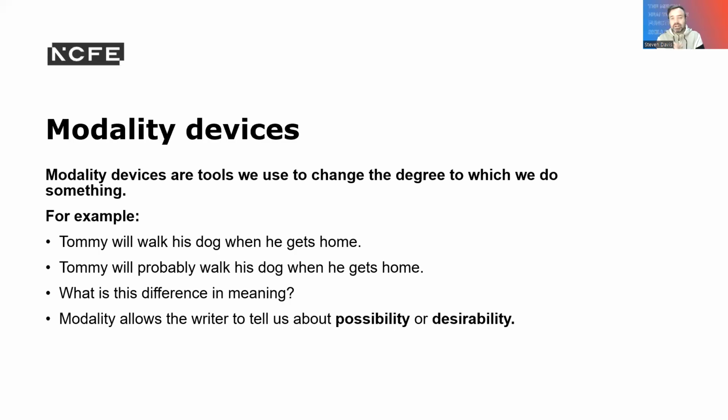Good, welcome back. We can now look at modality devices. Modality devices are tools that we use to change the degree to which we do something. For example, Tommy will walk his dog when he gets home. Tommy will probably walk his dog when he gets home. What is the difference in these meanings? Modality allows the writer to tell us about possibility and desirability. So he will walk his dog is a very firm statement. He will do something. Probably means he may or may not.